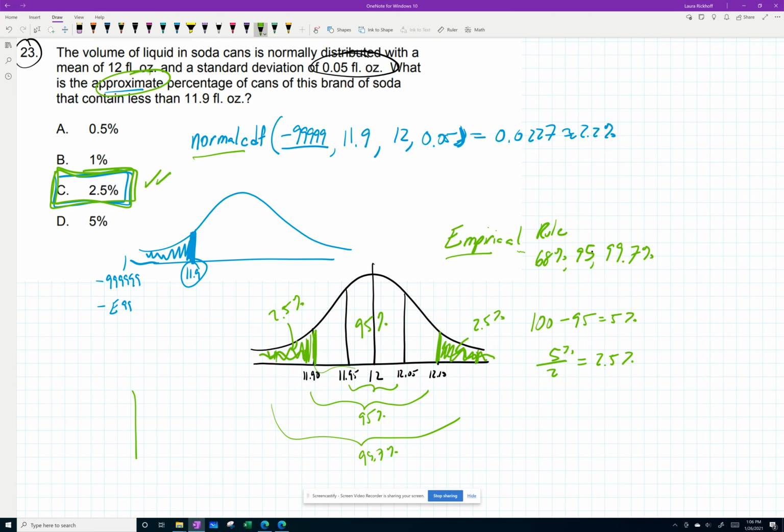So z-tables are kind of on their way out. Calculators know the z-tables. They're stashed in them, so might as well use them. So there you go. And yeah, that's that.